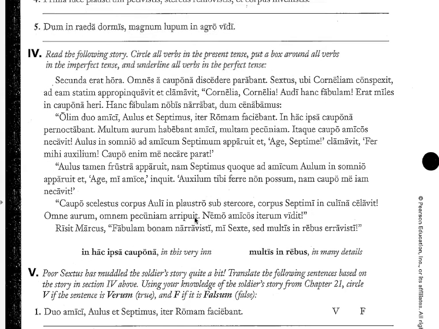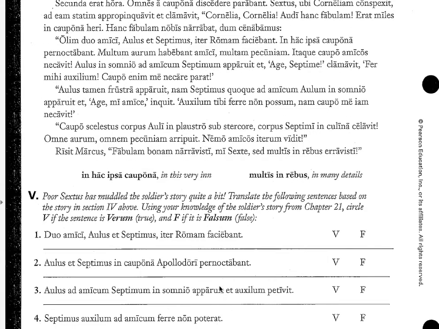So you get the idea. Sextus has screwed up the story, and how has he done so? True or false? And that's it. So just translate it and say whether it's true or false.